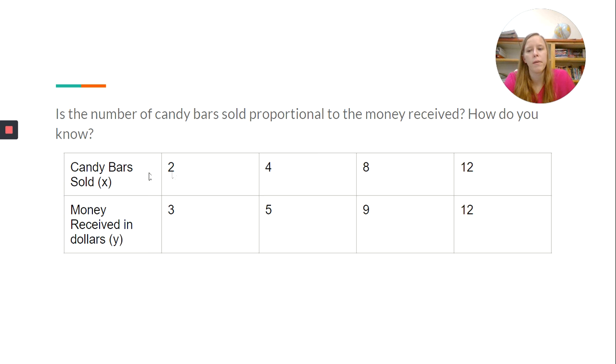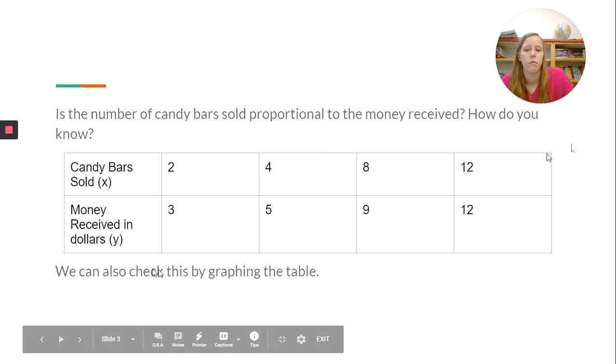So we have 2 candy bars sold, $3 received. 4 candy bars sold, $5 received. 8 candy bars sold, $9 received. And then 12 candy bars sold, $12 received. So the big thing that I can see, and I know it's not proportional, is because of the 2 12s, right? But we can check it by graphing the table.